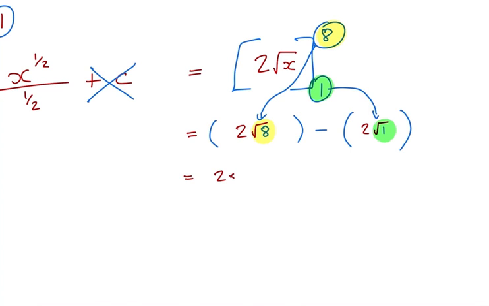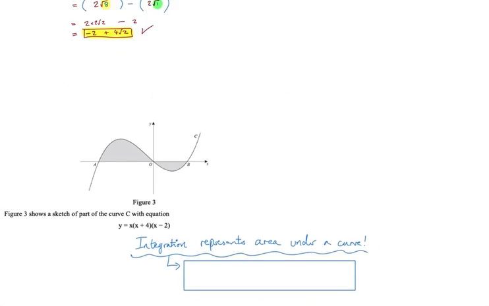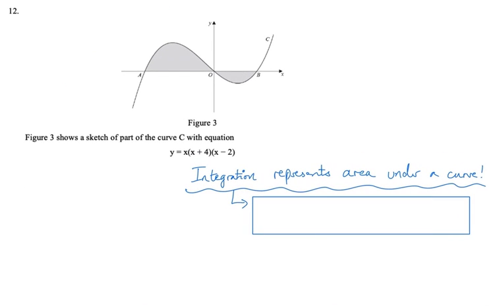So this becomes 2 times 2 root 2 minus 2. And so I can rewrite this as minus 2 plus 4 root 2. And I have my answer in the format that was required at the start of the question, and I'm done. Okay, now let's move on to the second little exam question.